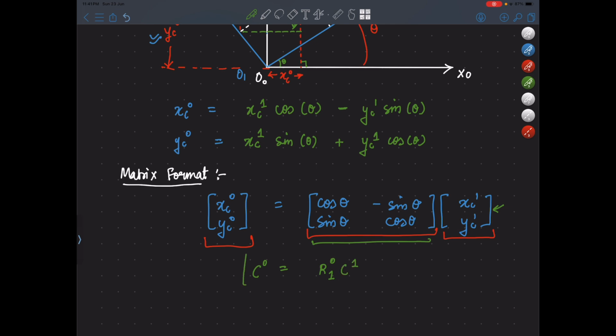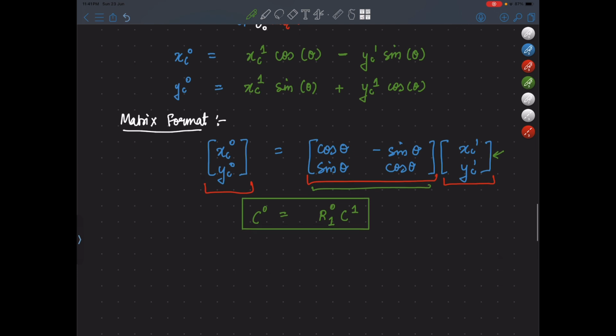So this is the expression which gives the relation between coordinates in frame 1, the moving frame, and coordinates of the fixed frame when it has rotated by some angle theta. All right.